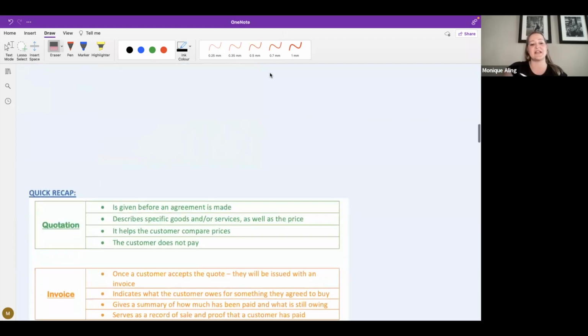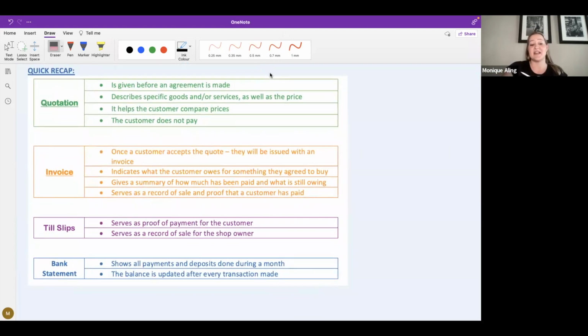The four that we're going to be looking at today start with the quotation. Some of these explanations will help answer the questions in your quiz later on in the week, as well as just now when we do actual exercises. With the quotation, just to remind you, it's given before an agreement is made. It describes specific goods or services as well as the price. It helps the customer to compare prices. So that means the customer does not pay.